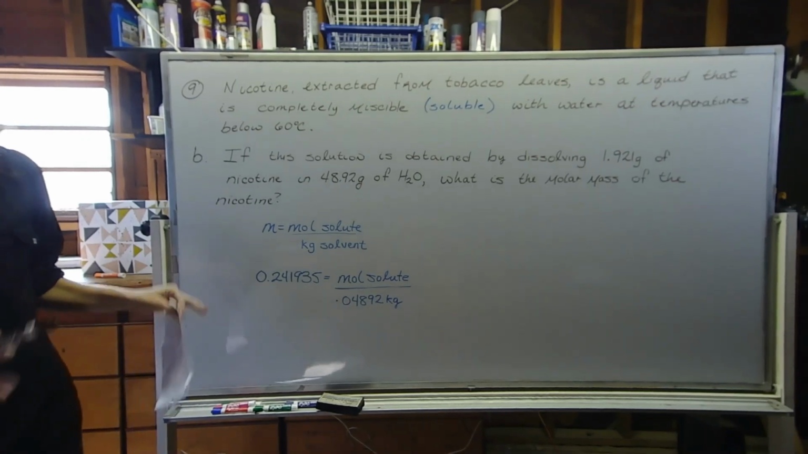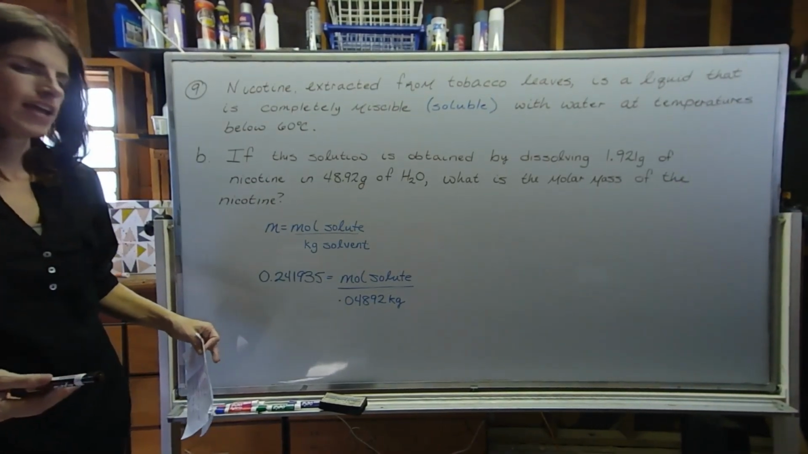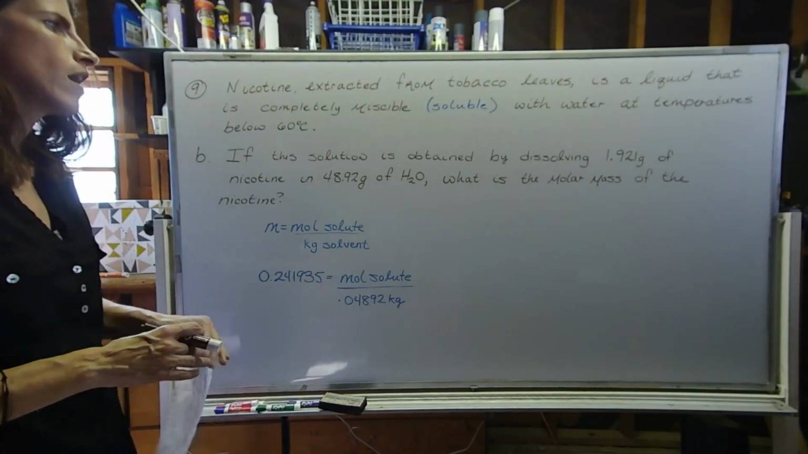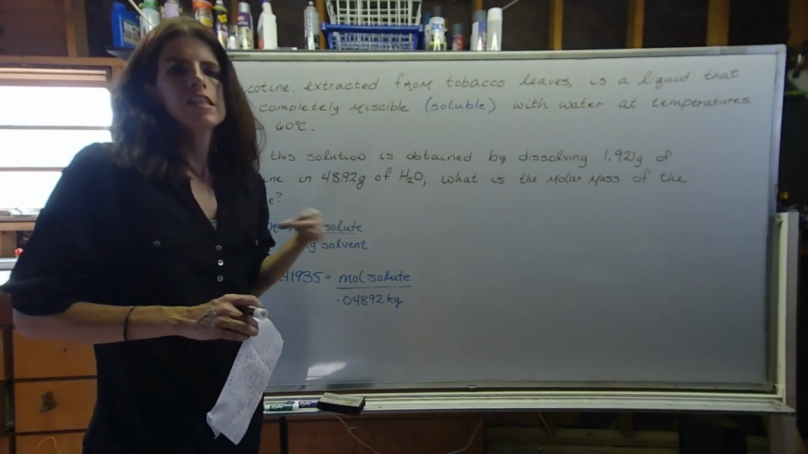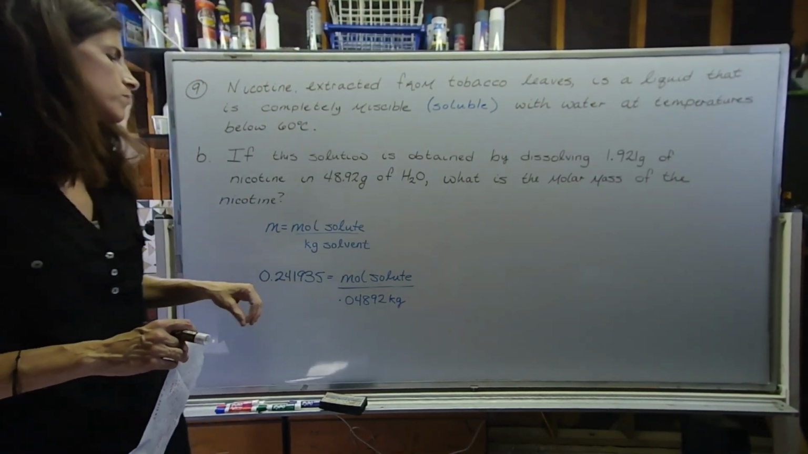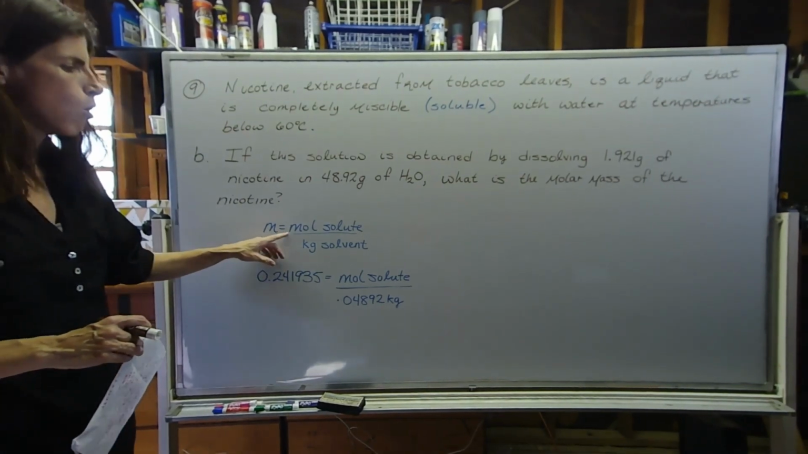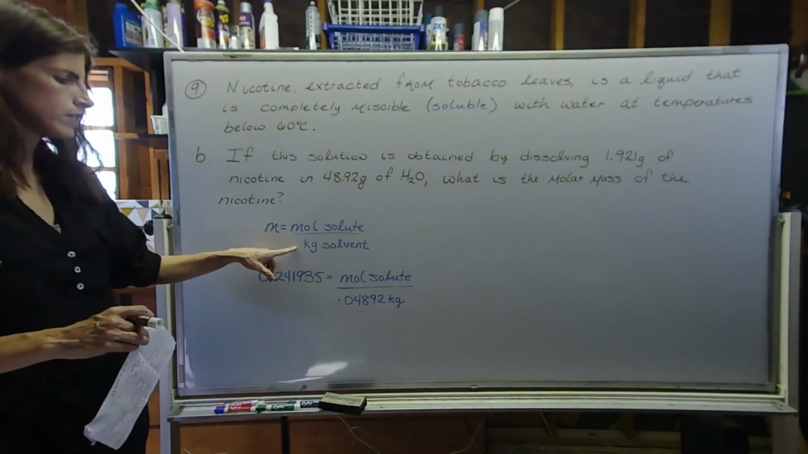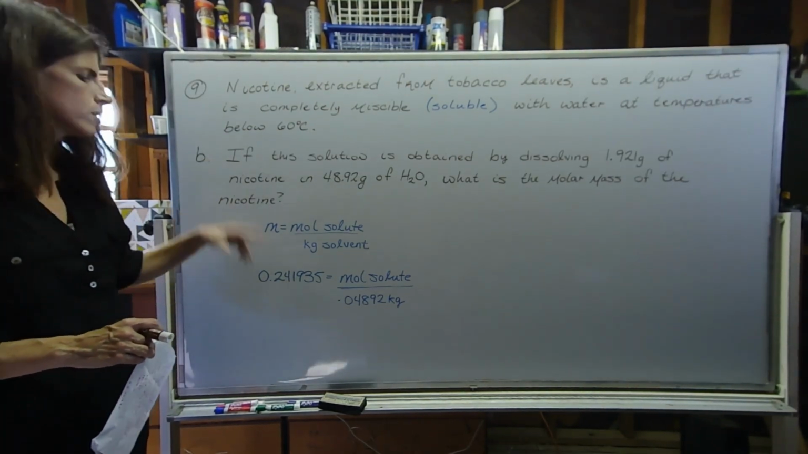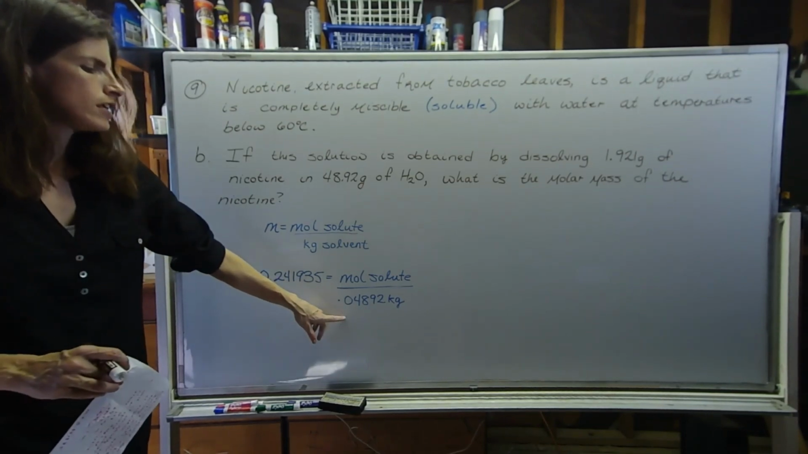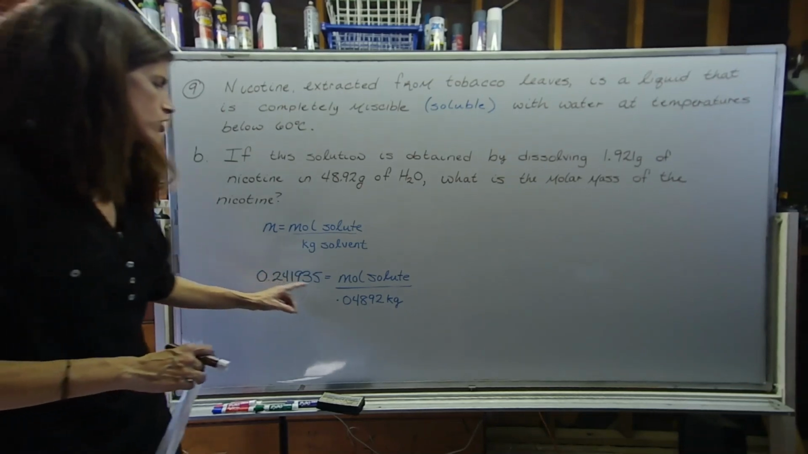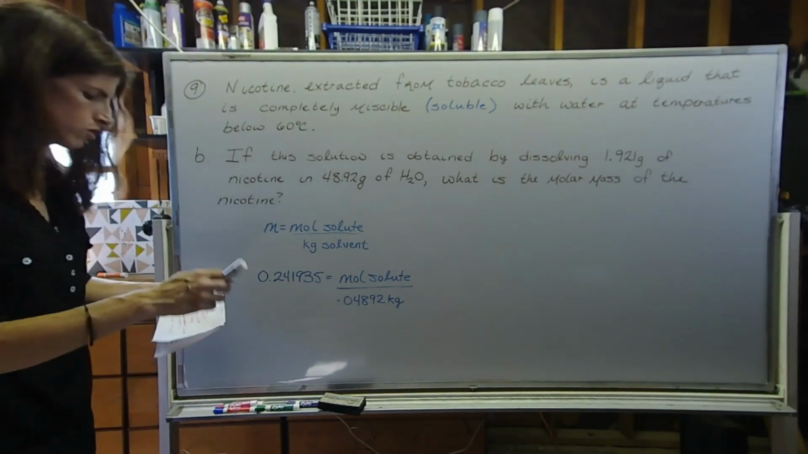In part B, we need to use the information from part A to calculate the molar mass of nicotine. We're given some additional information as well, such as the mass of nicotine that was used in the preparation of the solution and the mass of water that was used. So I know that molality equals moles of solute over kilograms of solvent. I'm plugging in my molality that I obtained in part A, and here is the mass of the water in the denominator. I already converted it to kilograms. So I'm going to just cross multiply those two things.